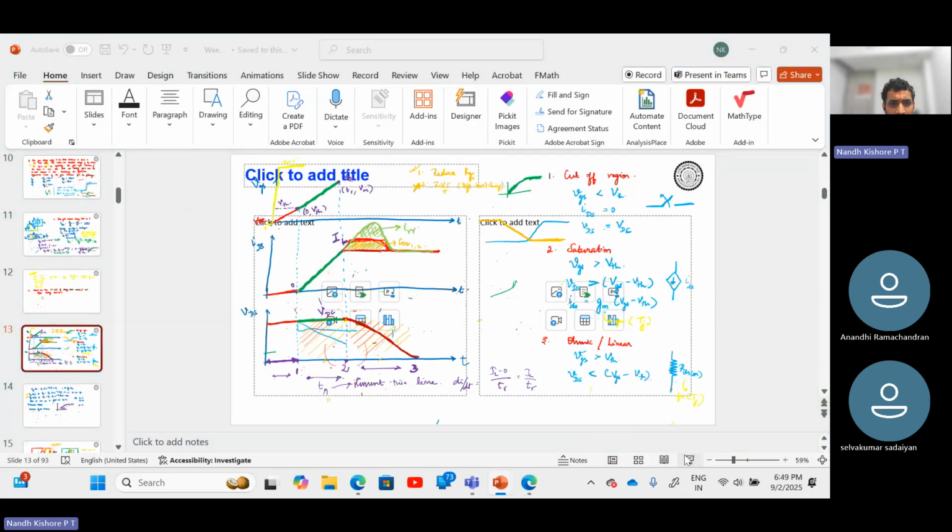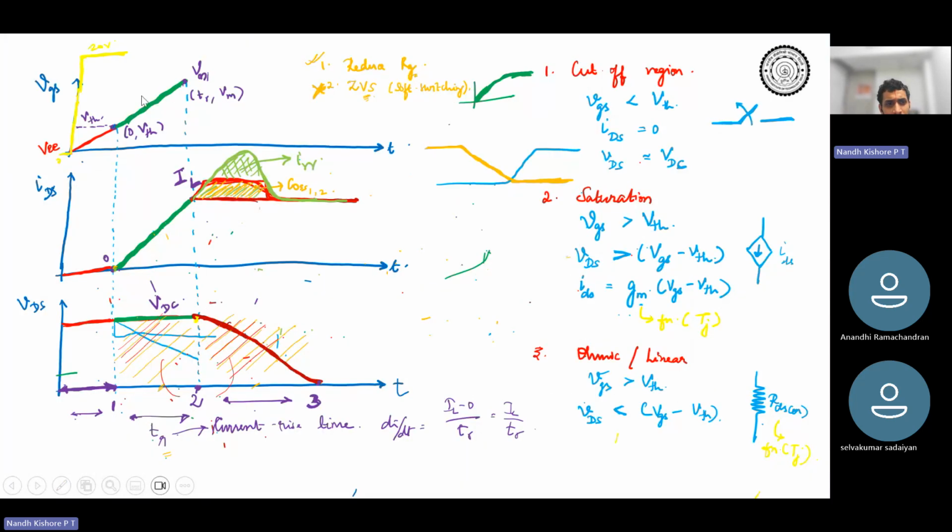So let's go back over here. Now can you tell, once the MOSFET turns on, that is once your VGS exceeds your threshold voltage, in which region is it? Is the MOSFET in the linear ohmic region or in the saturation region, and why?